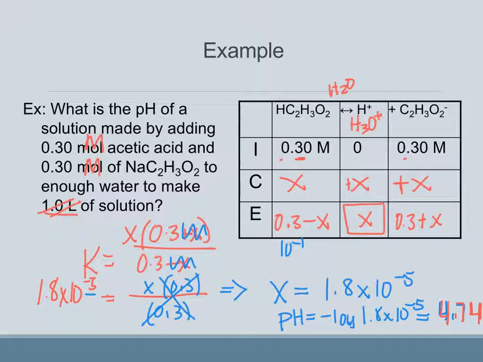So you can see that the whole process is very similar to what we've been doing in the past. The only difference was this time that we had an additional concentration to include in our initial line, and we factored it just like normal with the x's. We set it up in a K expression, and we were able to make an assumption in this case to remove some of the variables and therefore make this problem easier.